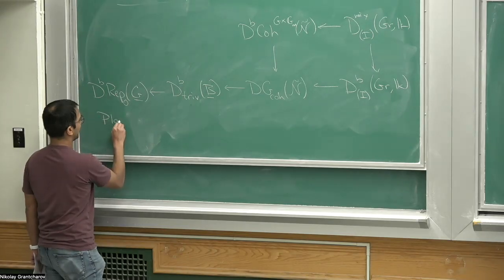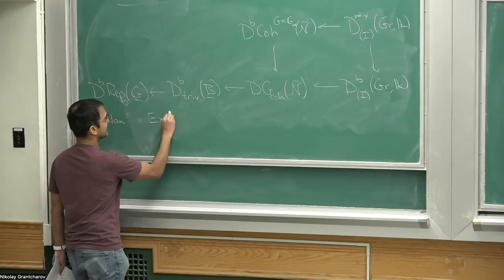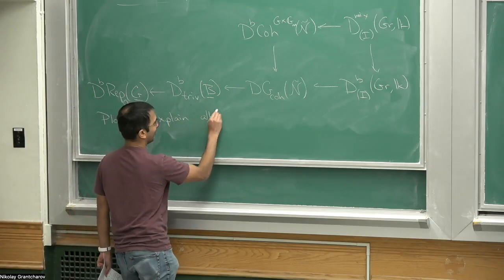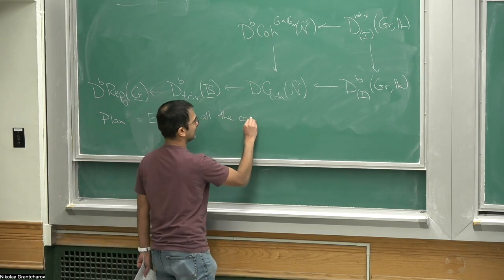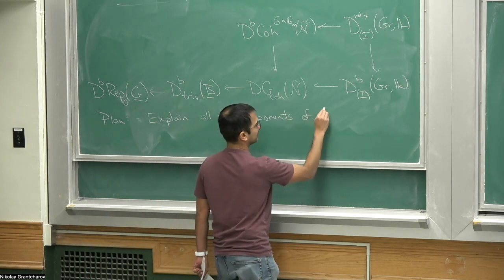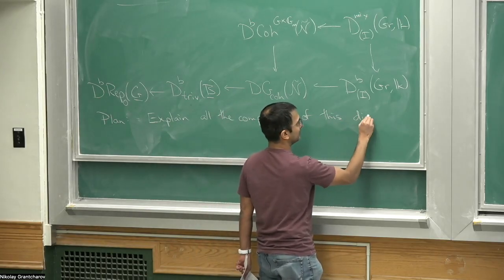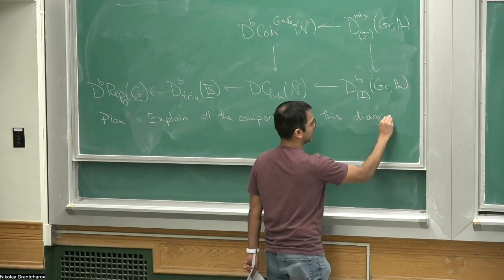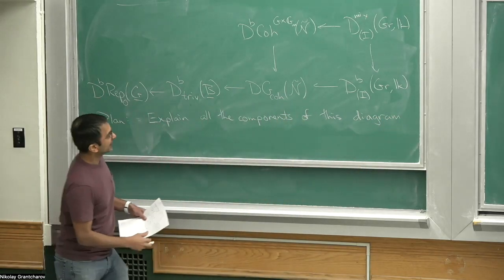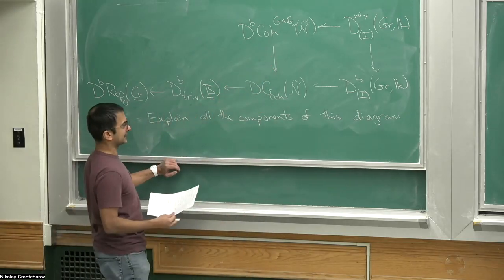So the plan is to explain all the components of this diagram, the nodes and the arrows. Most of the arrows are equivalences. The theorems are going to say that they're equivalences of categories, except the vertical arrows are not equivalences. They're something else, which we'll discuss.